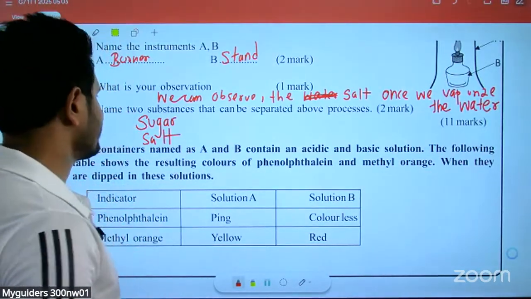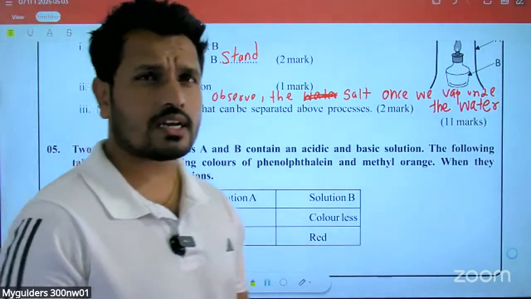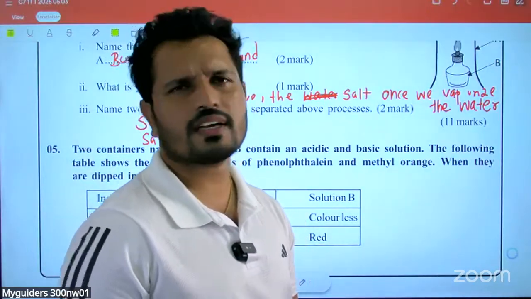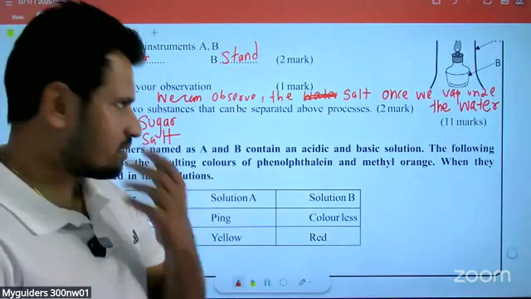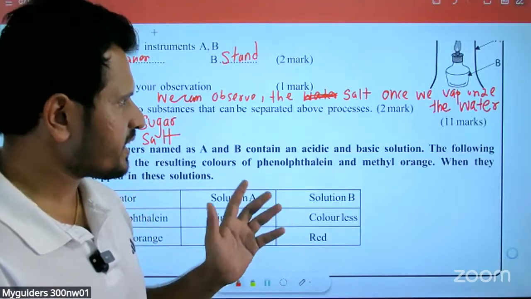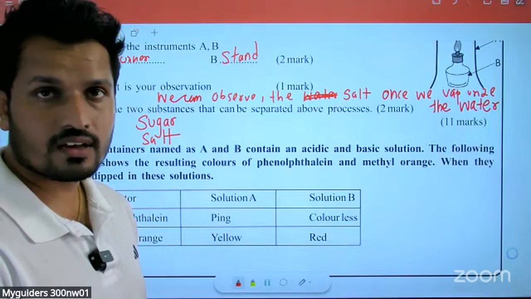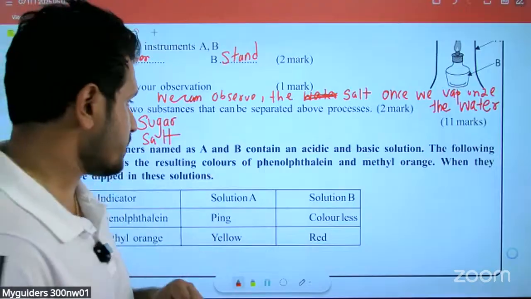What else? Two substances. What else? What else? Anything that dissolves in water. If anything is dissolved in water, we can separate them out just by removing the water. Okay? Right.